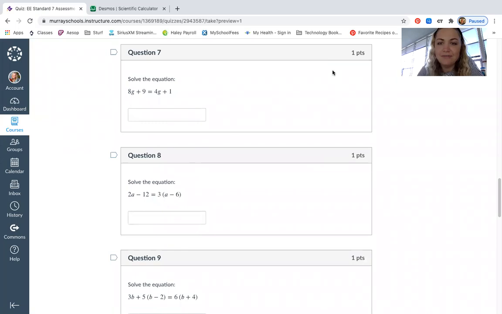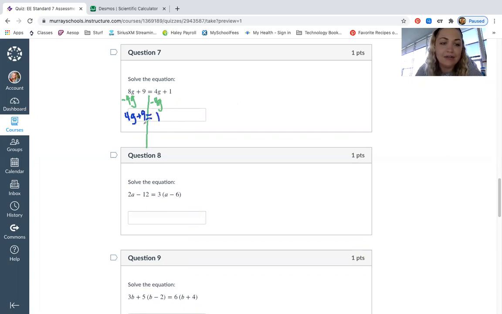On question 7, oops, forgot to get my drawing tool out. I need to get the g's to the same side. So I've got 8 g's on the left and 4 g's on the right. I can either subtract 8g from both sides, or I can subtract 4g from both sides. I'm going to go with subtracting 4g, because it will keep the left side positive. Because I know in my head that 8g minus 4g leaves me with 4g, and there's still plus 9. And on the right side, it equals 1.